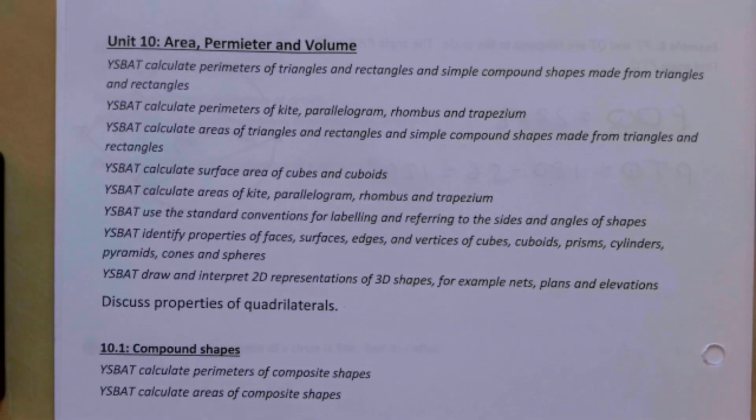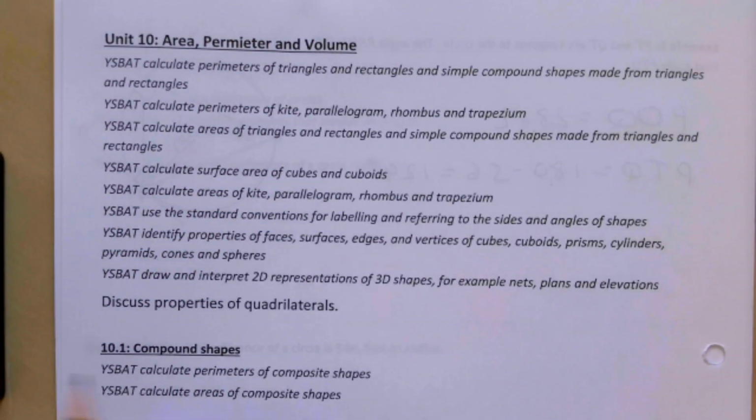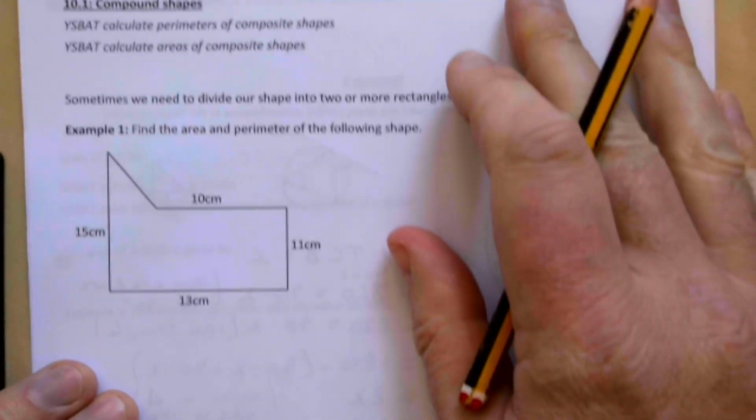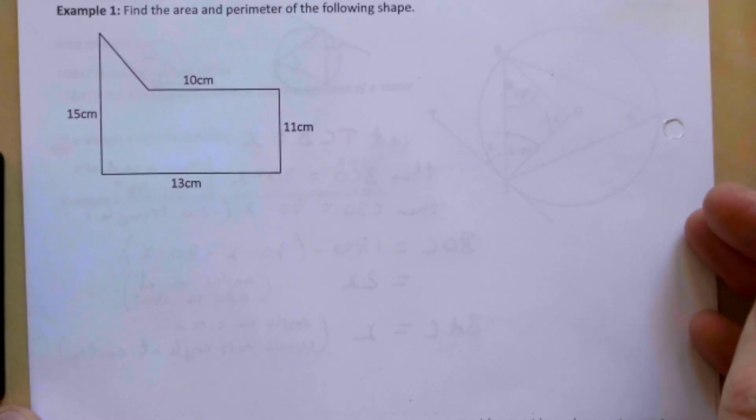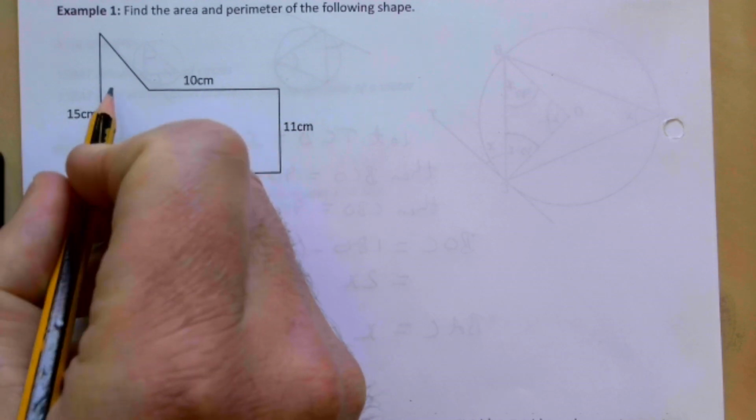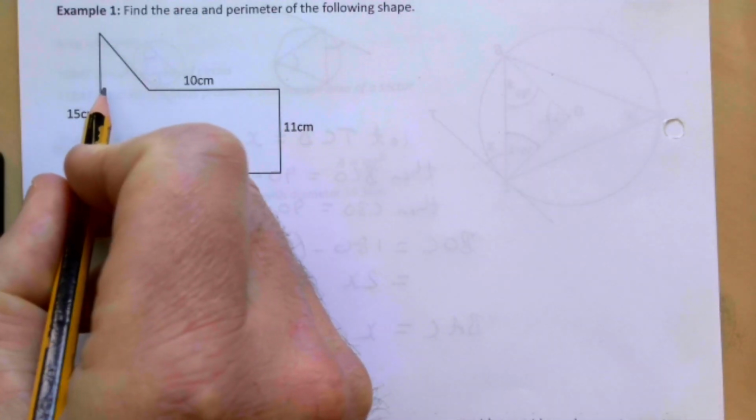Okay, so we're in Unit 10 here. We're in area, perimeter and volume. We'll first of all take a wee look at compound shapes. So calculate the areas, calculate the perimeter of compound shapes. Nice straightforward one for us here, certainly for GCSE, but a wee bit of working out to do. Obviously we want to find the area and perimeter then of the following shapes.